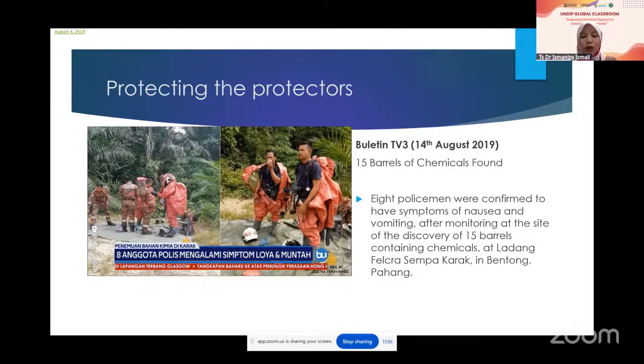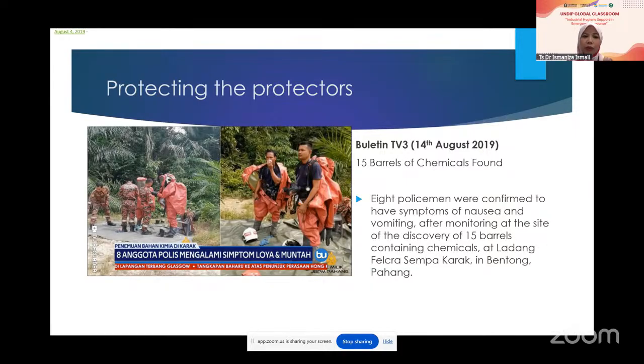So the issue with this, I would say, is oversighting or maybe underestimating what is in there, because in normal situations people might think it is just chemicals. But if the chemicals leak in the drums, it means that the people around them can inhale it. Even trained policemen experienced nausea and vomiting.